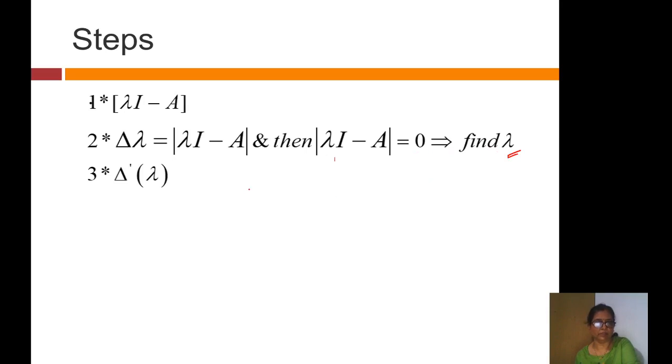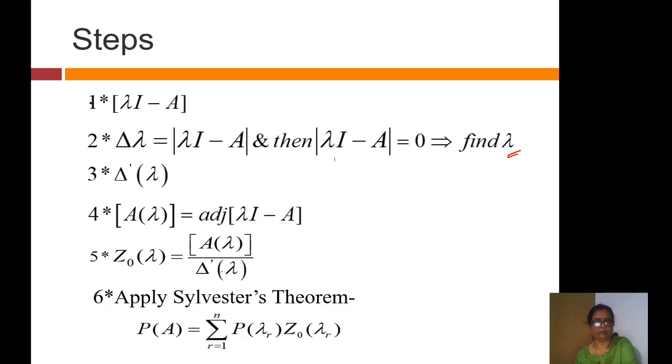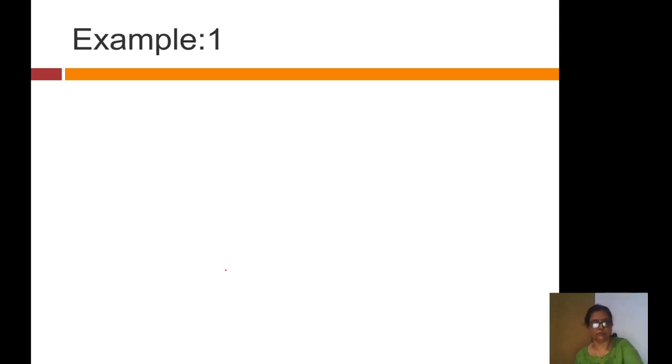Third, del dash of lambda, that means differentiate the second step with respect to lambda and find del dash of lambda. Fourth is the matrix A of lambda, meaning adjoint of lambda I minus A. Then Z0 of lambda is A of lambda matrix upon del dash of lambda, and then substitute all these values in the Sylvester theorem formula and find the required result.